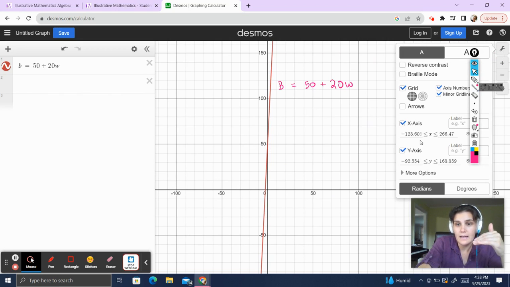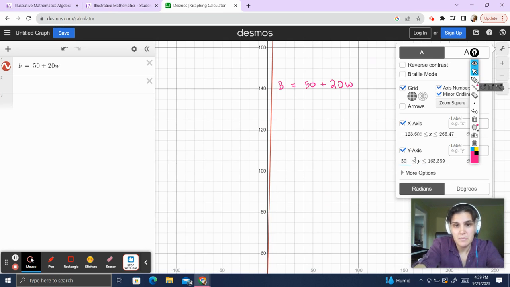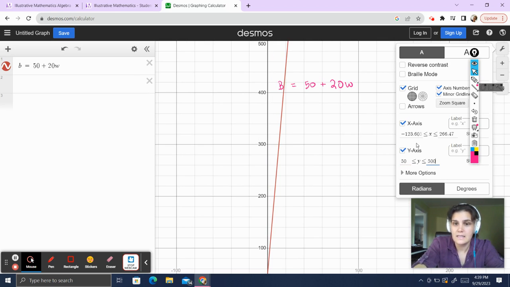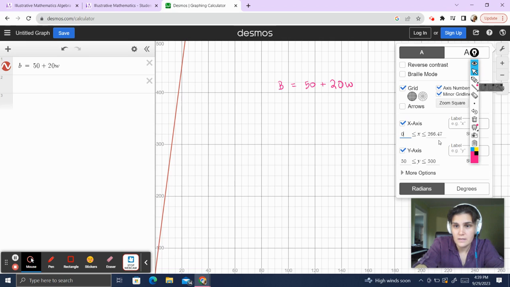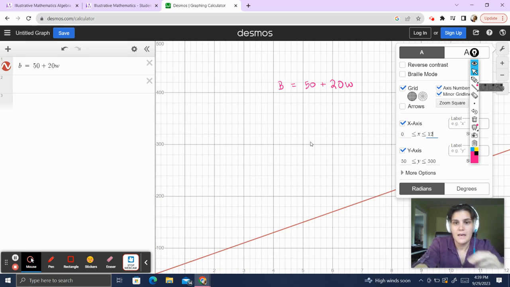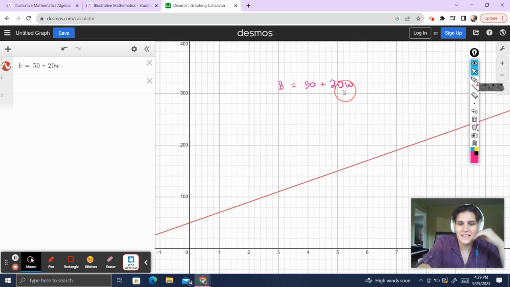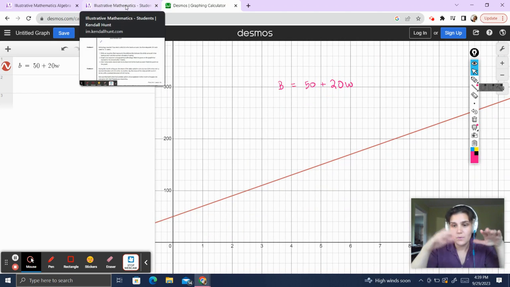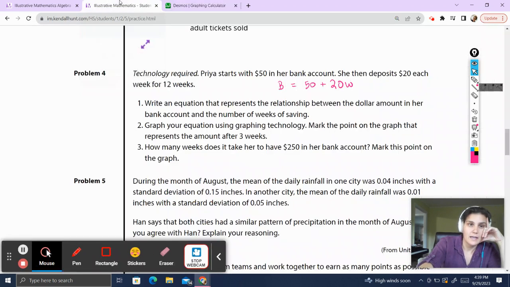I want my Y to just be between 50 and, let's say, how much money she might make. Let's say $500. So it zooms in just on those values. Now my X values, she only goes for 12 weeks, so I'm just going to make my X values just those 12 weeks that we are looking at. And what this does is make our graph a lot easier to look at. That's just by switching how much money I thought she might make, which is our Y, and how many weeks we have, which is our X.